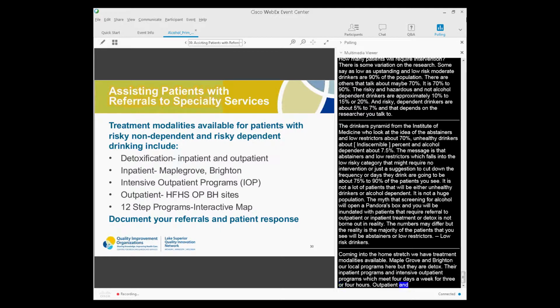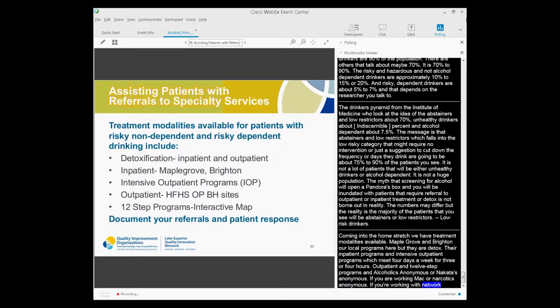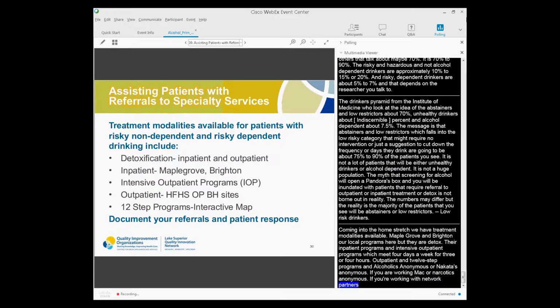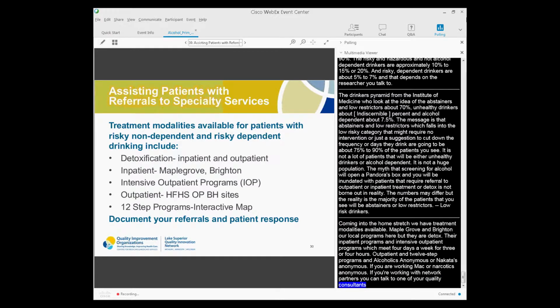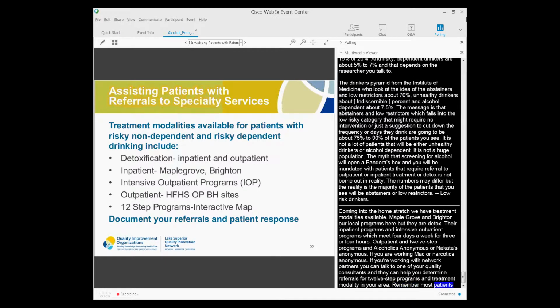If you're working with one of the Lake Superior Quality Innovation Network partners, which would be MPRO or Stratus, then you can talk to one of your quality consultants, and they can help you determine referrals for 12-step programs and treatment modalities in your area. Remember, most patients aren't going to require this, but it's good to have referrals for outpatient services and detox, inpatients, IOP, that type of thing, near where you practice.